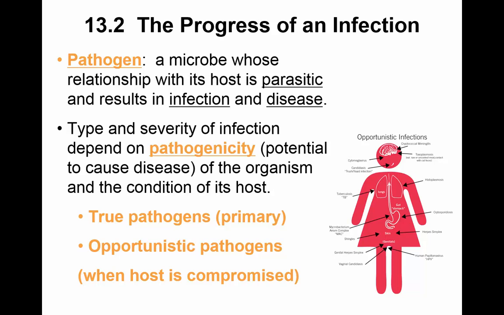And down at the bottom it mentions true pathogens, which are primary pathogens. These cause infection in anybody, no matter what the health or the age of the host is. Opportunistic pathogens are where the host is compromised, like somebody's already in the hospital and they get this opportunistic pathogen, because their body is compromised in some way, and so that pathogen just slips in and starts causing some issues for them.